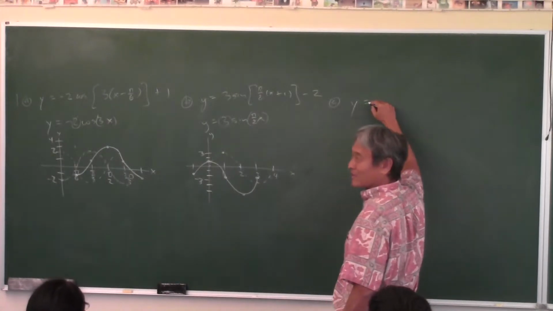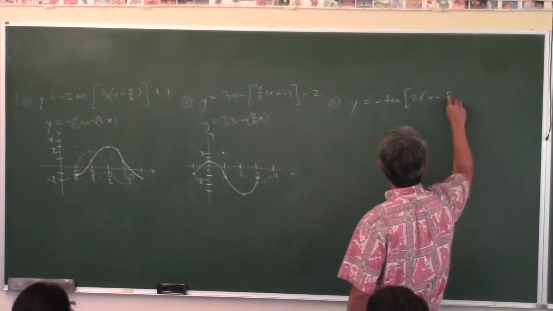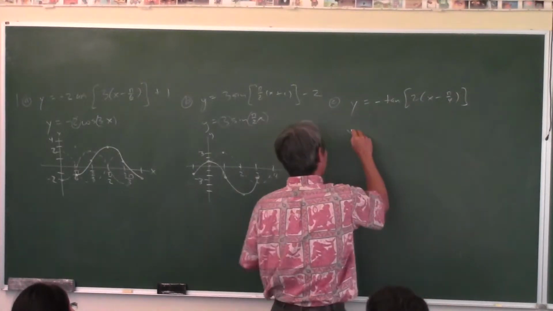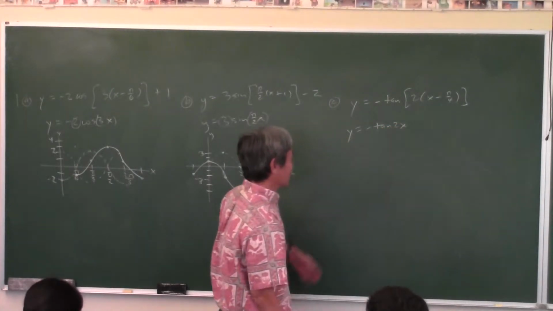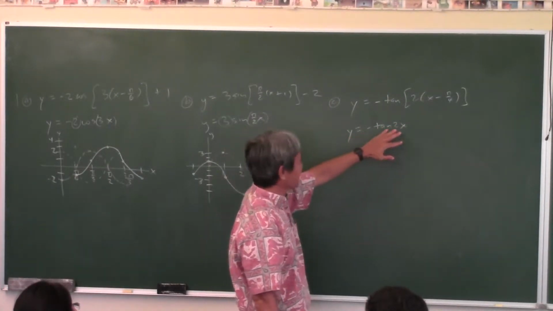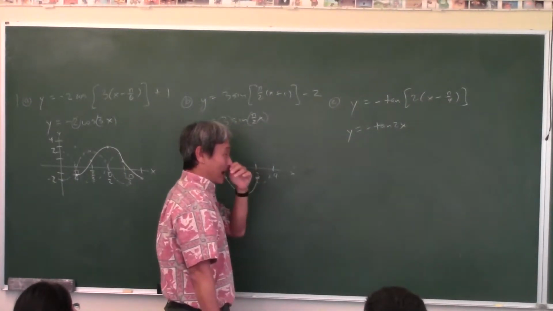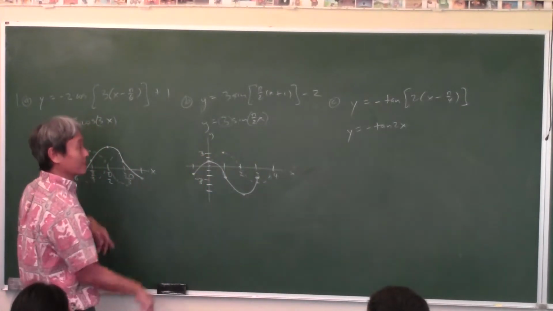Y equals negative tangent of 2x minus pi over 4. Okay, so what graph should I draw? This, right? So all you have to do is graph that and then shift it pi over 4 to the right. I'm not even going to make you go up and down. I think on the test, only these two I'm going to make you go up or down.